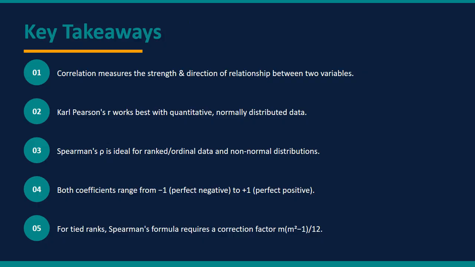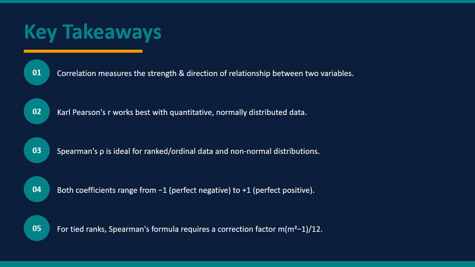Let me conclude this presentation by summarizing the key concepts we have discussed regarding correlation, specifically focusing on Karl Pearson's and Spearman's methods. Correlation is a statistical technique that helps us understand the relationship between two variables. It tells us whether the variables move together, and if they do, whether the relationship is positive, negative, or absent.